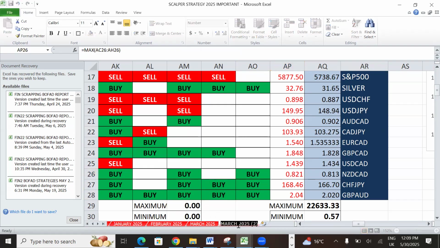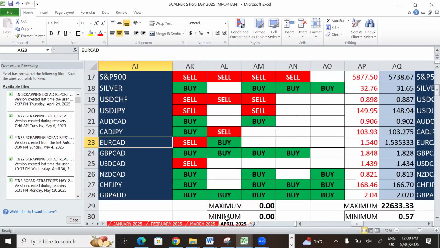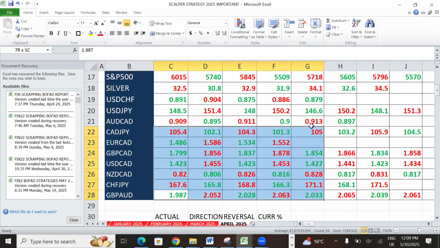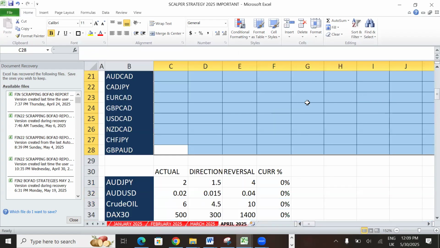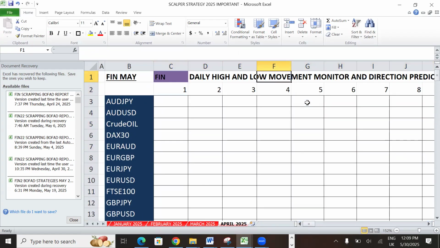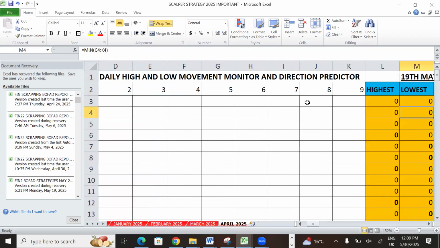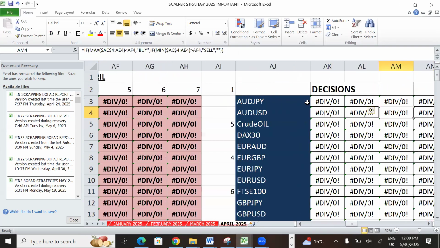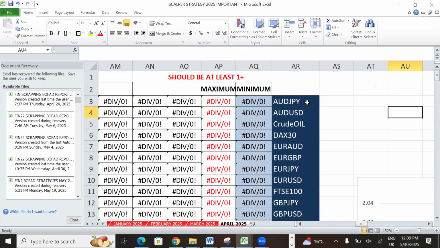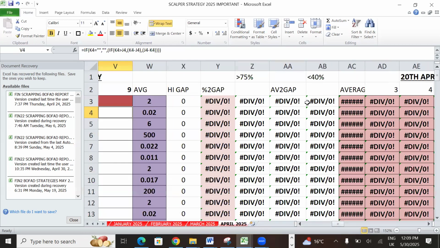So let me also show you another one again, April. So you can see April, okay? So again, so that you be able to see what I mean with the data, I'm going to delete everything, so I want to show you how the system looks. You can see we don't have anything here, 0, 0. We don't have any information here, no decision, nothing, until we input our data.